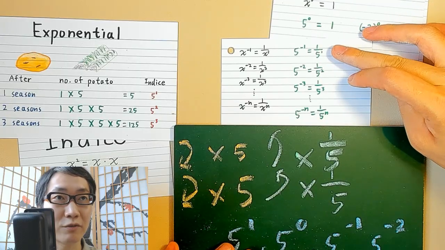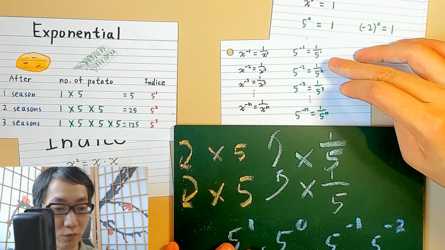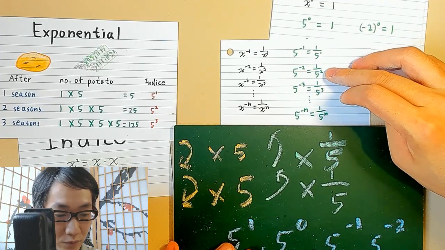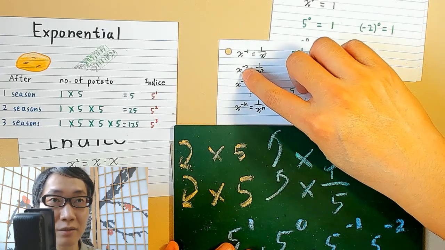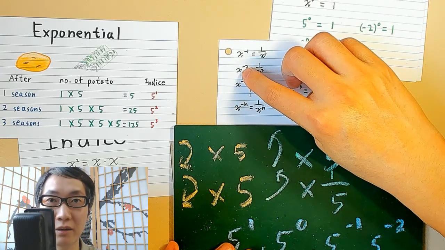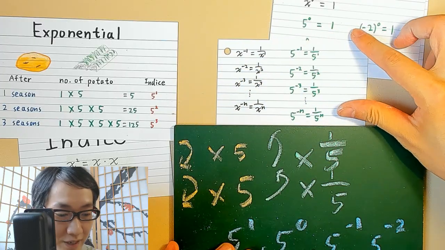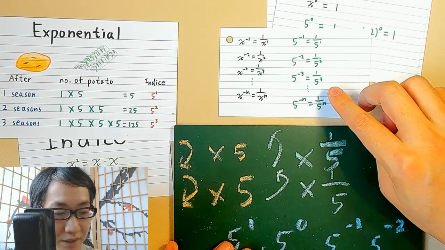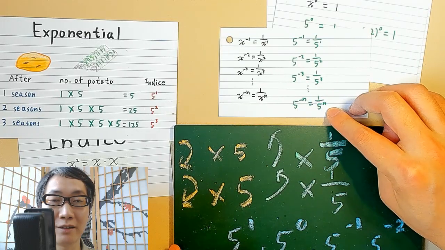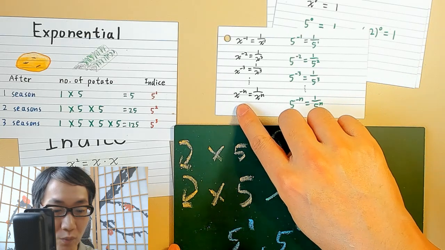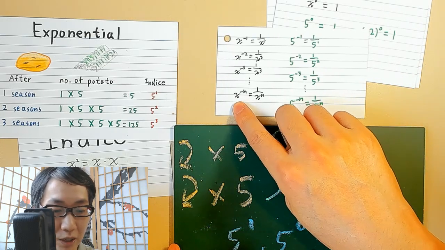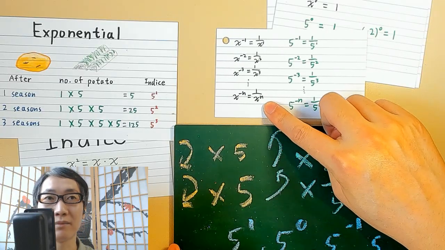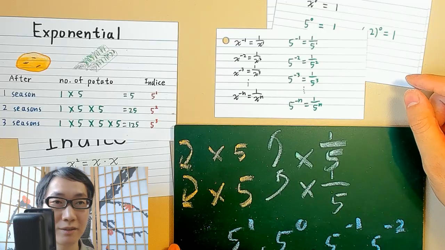So 5 to the power of -1 is 1 over 5 to the power of 1. 5 to the power of -2 is 1 over 5 to the power of 2. Or 5 can be any number, x, can be 4, can be 3, can be 6, can be negative numbers. And then in the end, we generalize that 5 to the power of -n is 1 over 5 to the power of n. Or more generally, x to the power of -n is equal to 1 over x to the power of n. Okay.